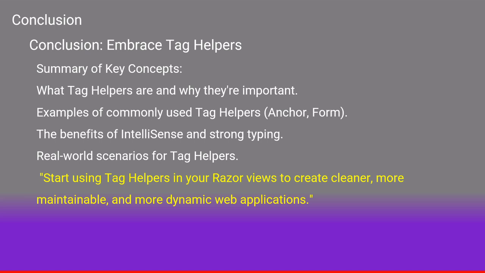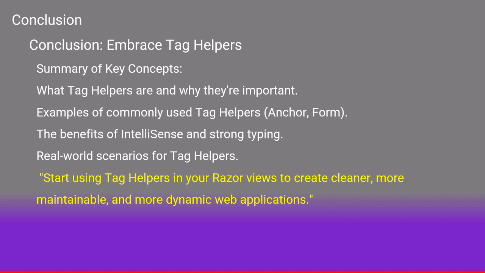In this video, we have explored tag helpers, a powerful feature in ASP.NET Core that allows you to write cleaner and more maintainable Razor views. We have learned what tag helpers are, seen examples of commonly used tag helpers, and discussed the benefits of IntelliSense and strong typing.